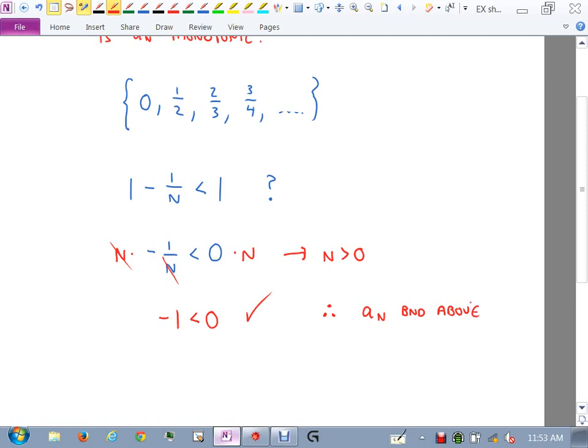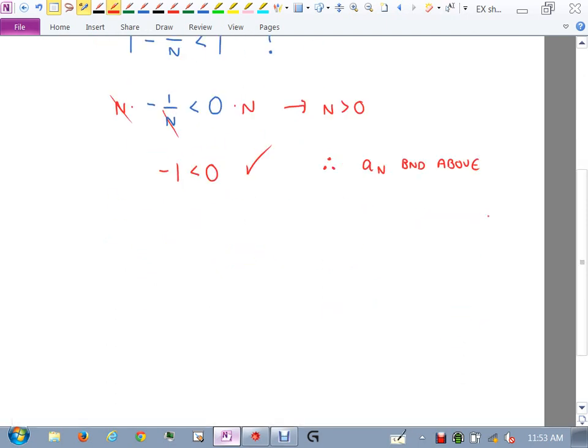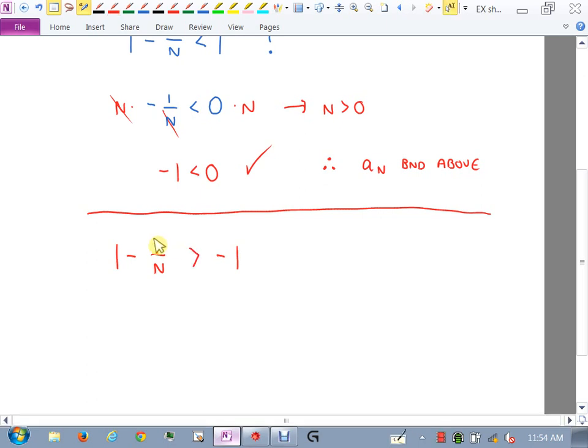Now, what was our guess for bounded below? 0. How about -1? I want to play it a little safe here. Do you agree? Those things are never negative, so let me go with -1. I just have to pick anything. So now my next thing is 1 minus 1 over n, what? What's the relationship I'm trying to show here? Is it greater than -1?